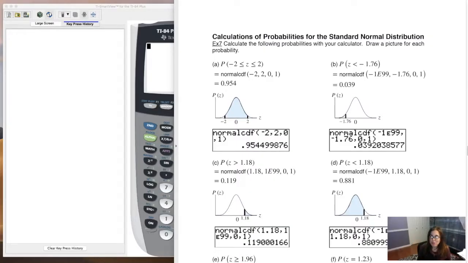Hey Math 43, we're back with part B. So let's take a look at the probability that z is less than negative 1.76. And as I said on the previous part of the video, you've got to think about the first two numbers as the low and high of your z-axis. And low is over here at negative infinity, right? I'm starting all the way over here. This is negative infinity and I'm going up to negative 1.76.